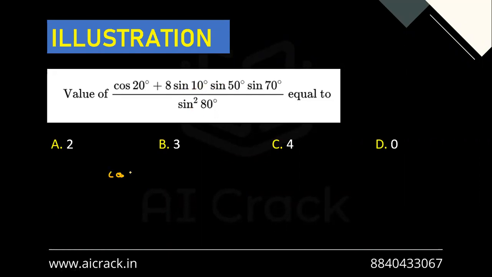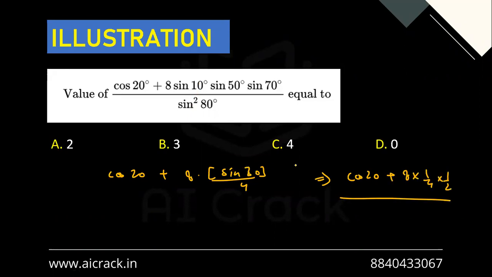So this is cos 20 plus 8 times sine of 30 by 4, right? Sine 3 theta. Here theta is 10, so sine 30 by 4. Now sine 30 is itself 1 by 2. So this is cos 20 plus 8 into 1 by 4 into 1 by 2, divided by sine square 80. Now you can see that this is 1.